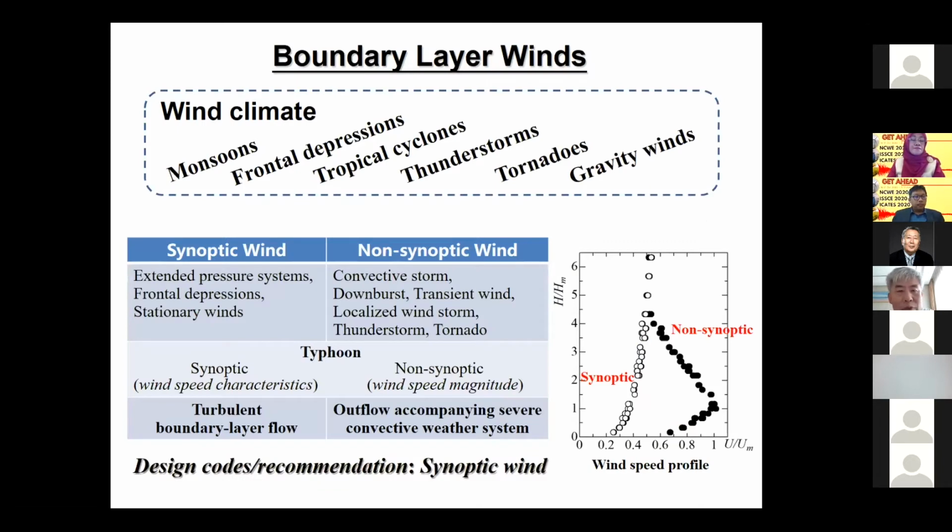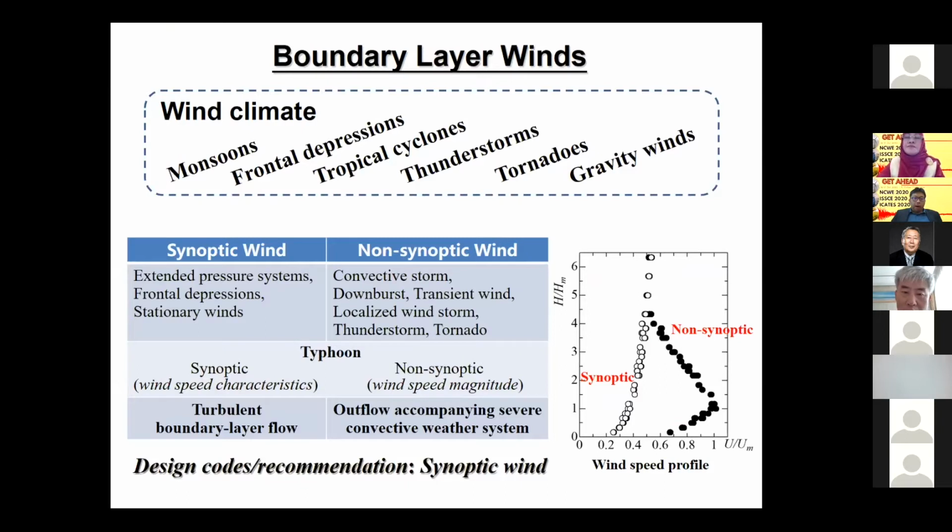At first, we introduce the target of the flow we are considering in wind engineering. At the top here, we show some climates that may produce very strong wind: monsoon, tropical cyclone, thunderstorm, tornadoes, everything that can make a strong wind and cause damage. But this topic will focus on the boundary layer wind flow, mainly related to monsoon and tropical cyclones.